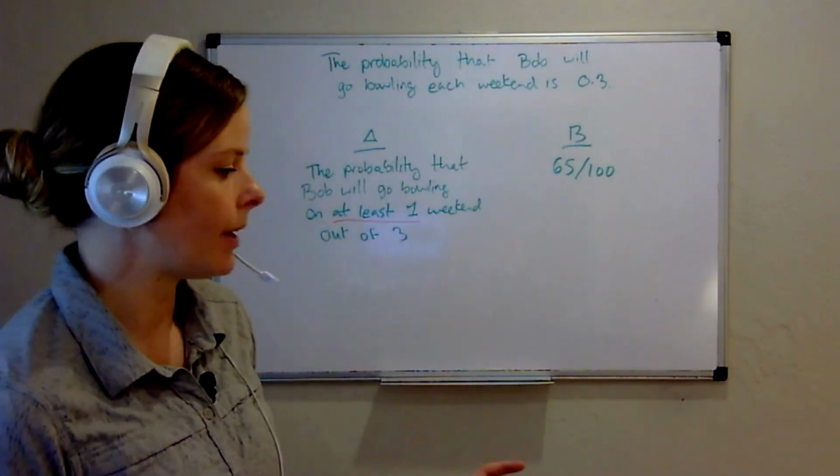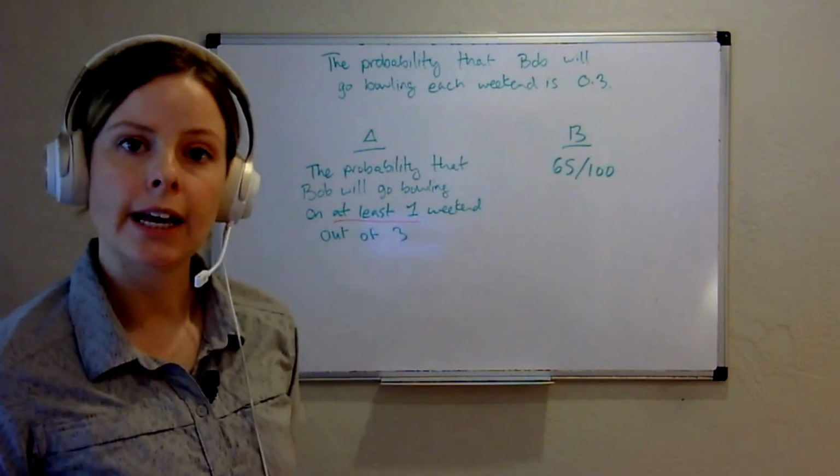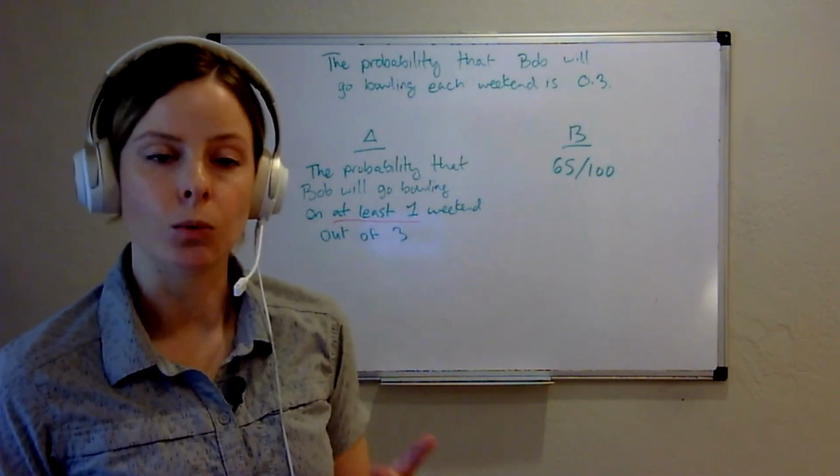So what pops off the page immediately to me is this language, at least one. So what does at least one mean? It means one or more.